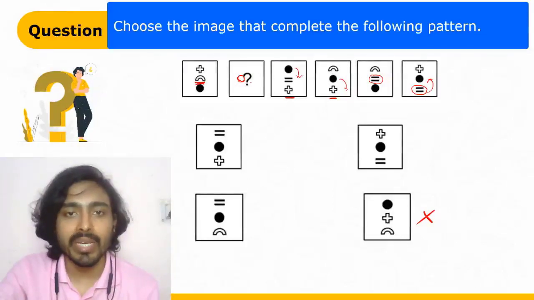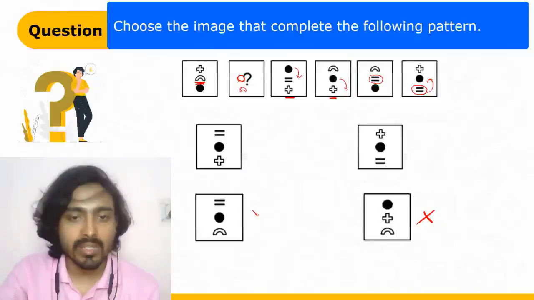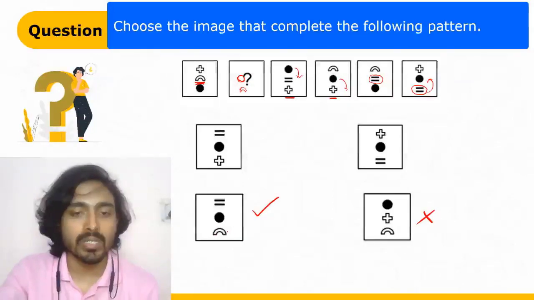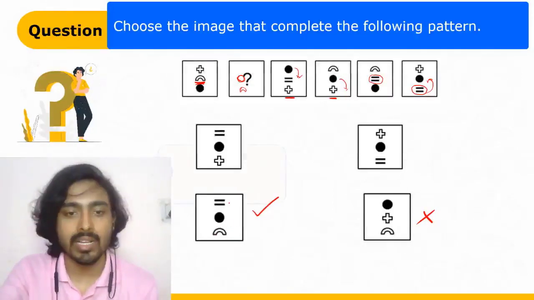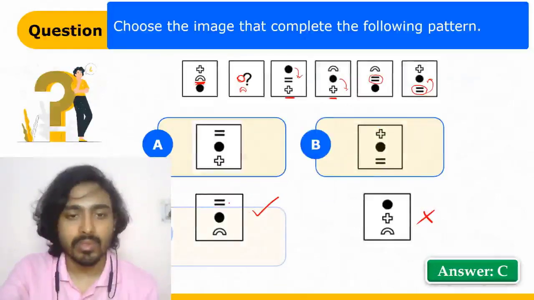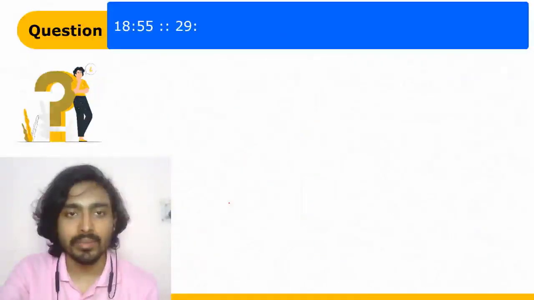So another, we will be having somewhere this semicircle sign, either up or down, okay. But only in C option, we could also find this semicircle. So therefore this is the answer. So C is the right answer.